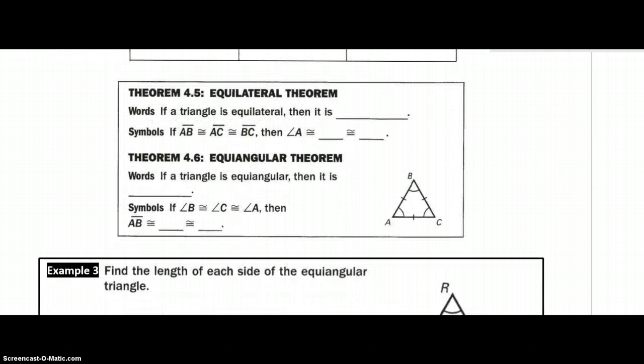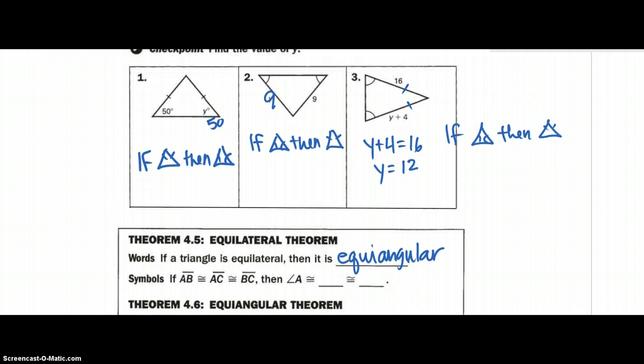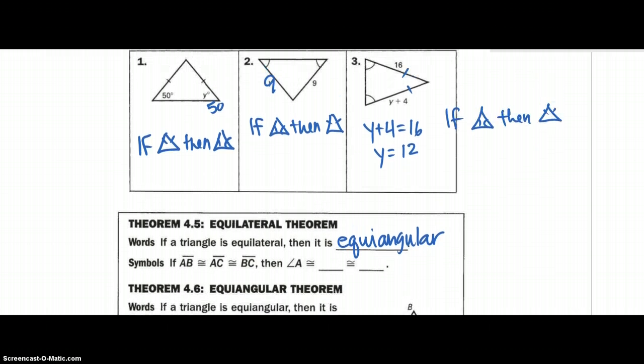So let's talk about equilateral then. If a triangle is equilateral, so all of the sides are equal, what else did you guys know about that? The angles are also equal, so it is also equiangular. Why wouldn't you set them equal? Because those are sides, those are not angles. Does that make sense? How many more notes?